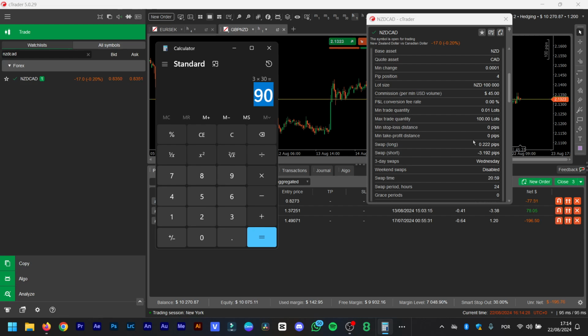So when I'm talking about stock market, long is buy and short is selling. When I'm talking about options trading, it's the same thing.